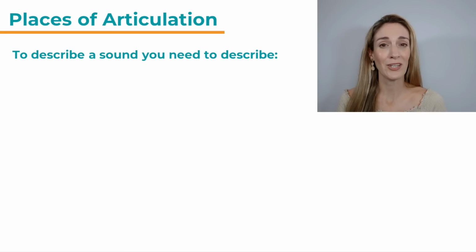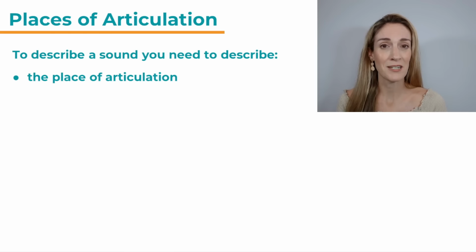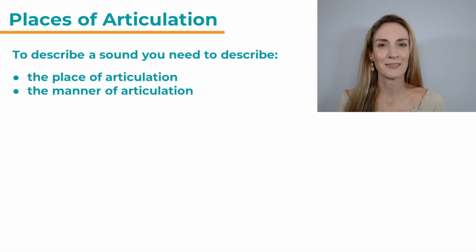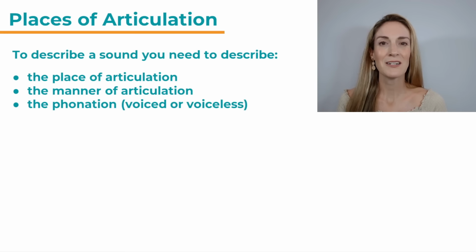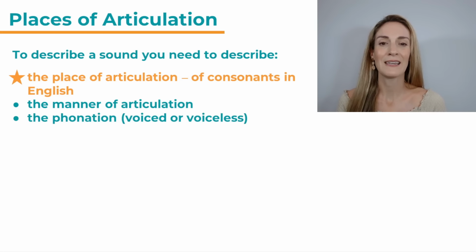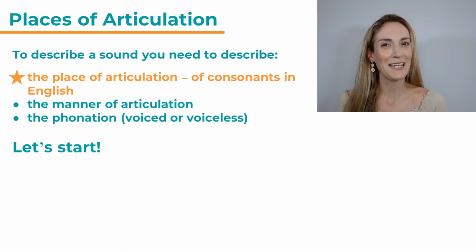We're going to have a look at places of articulation. Now, to describe a sound, you need to describe the place of articulation, the manner of articulation, and also the phonation. So that means whether the sound is voiced or unvoiced. In today's video, we're going to have a look at the place of articulation and specifically of consonant sounds in English. So let's start.